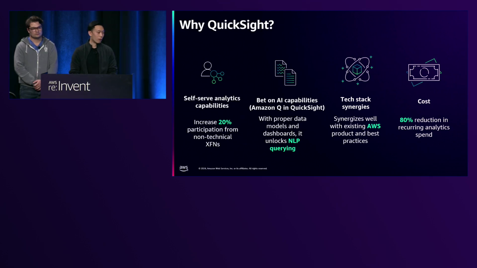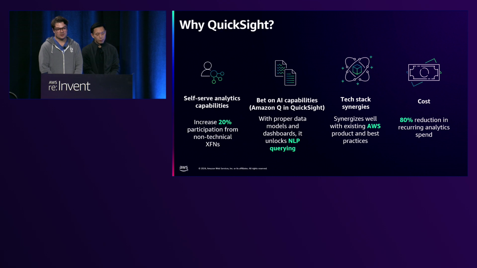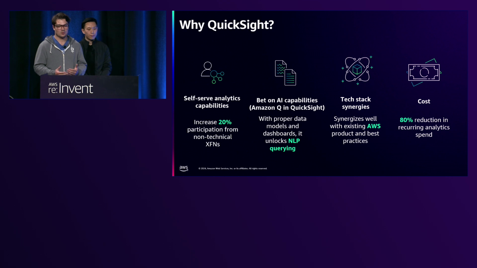The second thing that we're really excited about is the bet on AI capabilities with Amazon Q in QuickSight. With the proper data models and dashboards in place, you can actually use a lot of these Gen BI tools the right way. Thanks, Felix. And we have hundreds of pipelines deploying to AWS every single day, so doing a proof of concept for QuickSight was really a no-brainer for us. In addition, once we started forecasting the costs, we saw massive savings in what our annual BI spend would be. Back to Felix.